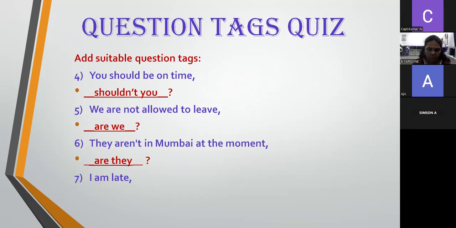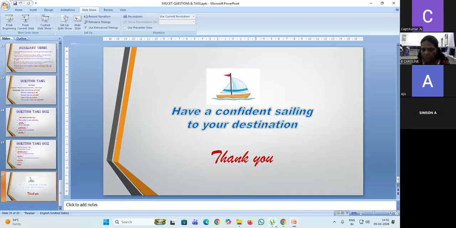They are late. Here the pronoun used is I and the verb is am. As we already discussed, what will be the verb when we use the verb am? Negative form, aren't. I am late, aren't I? So here we complete question tags.